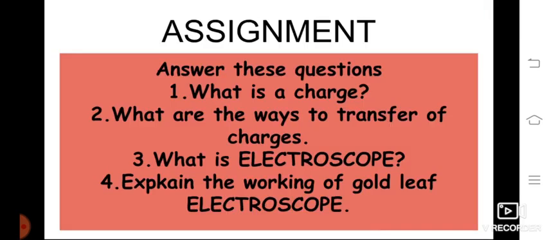Assignment for this class. What is a charge? What are the ways to transfer charges? What is the electroscope? Explain the working of a gold leaf electroscope.